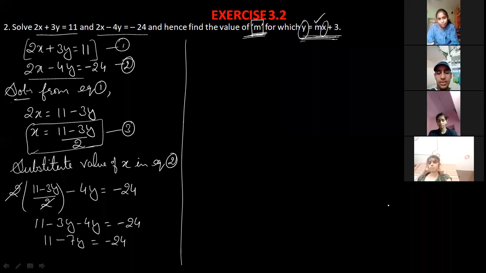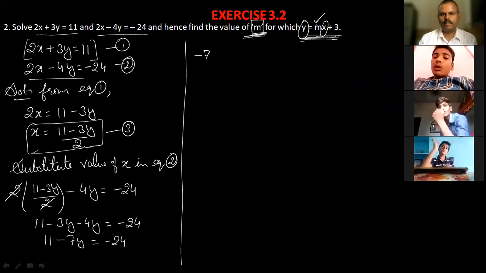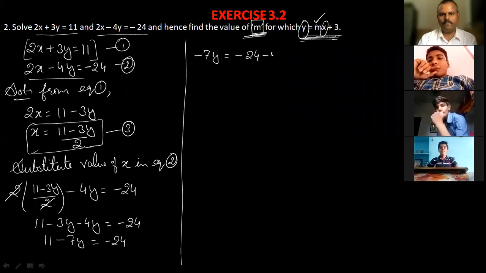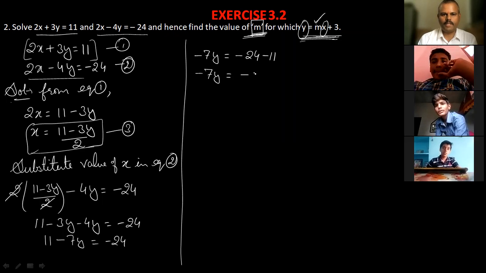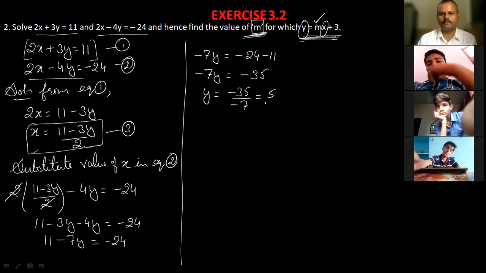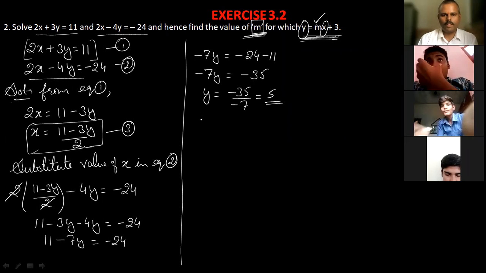So what do you get next? 11, we will send to the right side. Minus 7y equals minus 24 minus 11. Yes, sir. You get minus 7y as minus 35. Then y equals minus 35 upon minus 7. You get the value of y as 5. Right. Yes, sir.